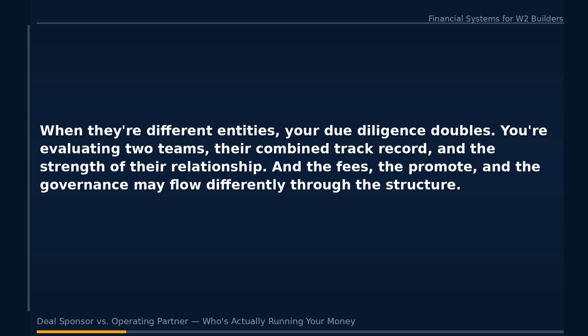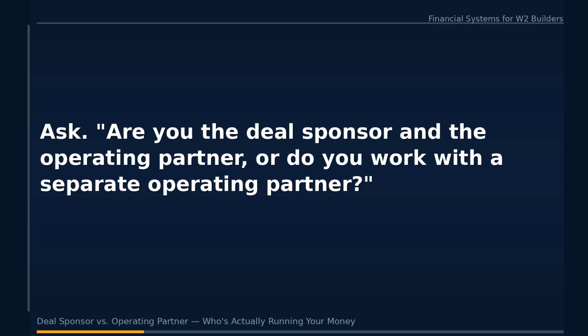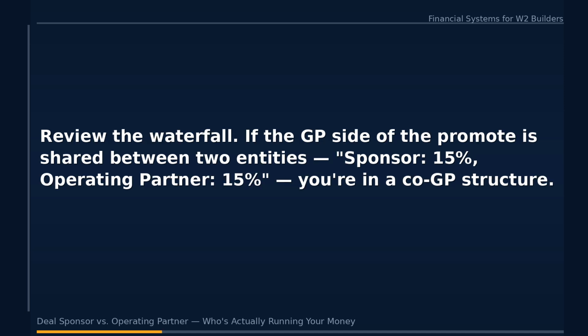How do you know which situation you're in? Ask. Are you the deal sponsor and the operating partner, or do you work with a separate operating partner? Read the PPM. The risk factors section will typically disclose if the GP relies on a third-party operator. The management section should identify both entities. Review the waterfall. If the GP side of the promote is shared between two entities, sponsor, 15%, operating partner, 15%, you're in a co-GP structure.